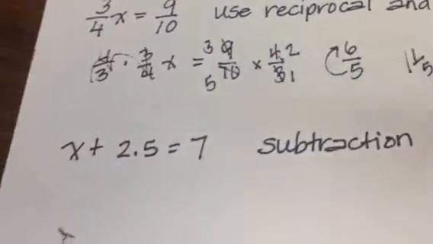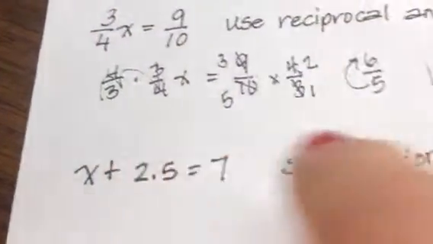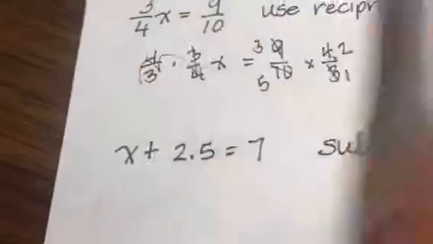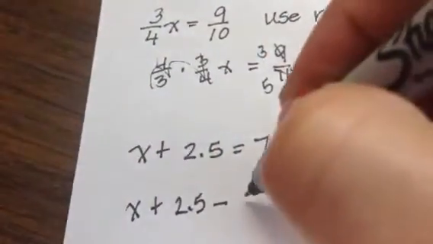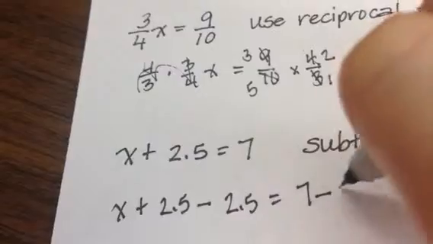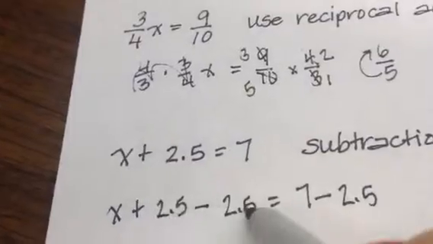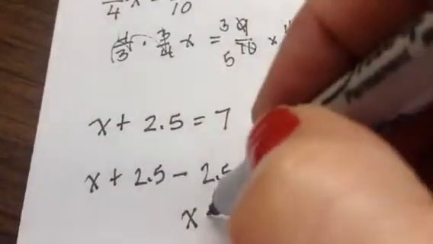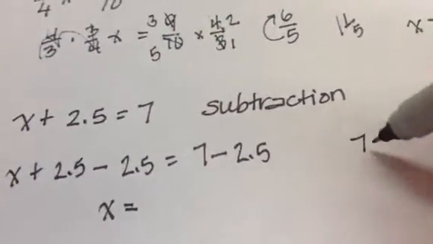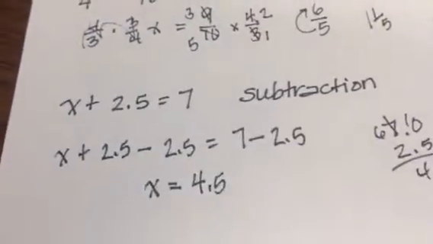Okay? How about this? We have x plus 2.5 equals 7. Since it's addition, I'm going to use subtraction to isolate my x. So I'm going to write x plus 2.5 minus 2.5 equals 7 minus 2.5. Whatever I do to this side, I have to do to the other side. So now I've just gotten rid of 2.5. On this side of my equal sign, I'm left with x. So x equals, well, what's 7 minus 2.5? Oh, I don't know. Let's write it. Huh, it's 4.5. All right?